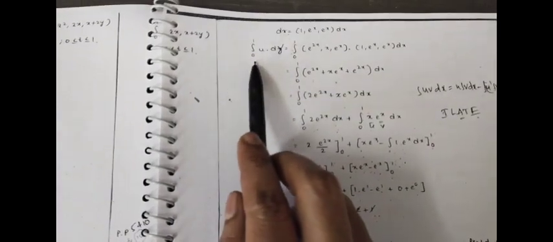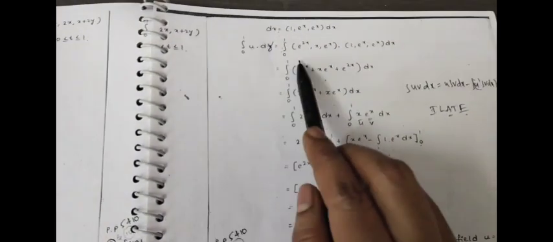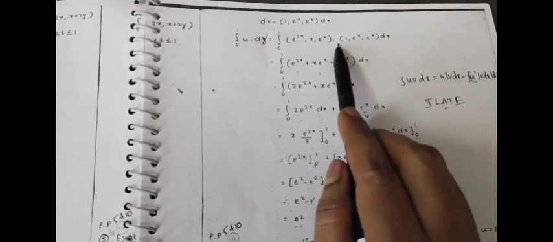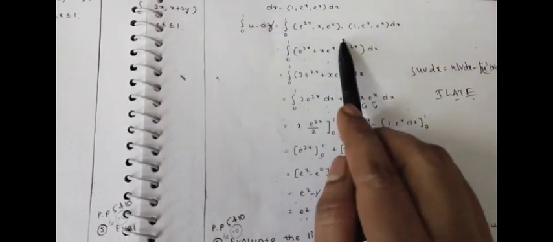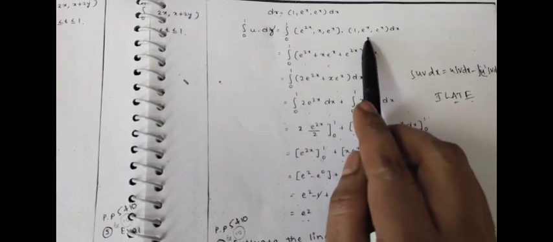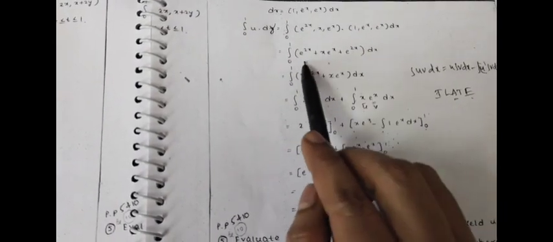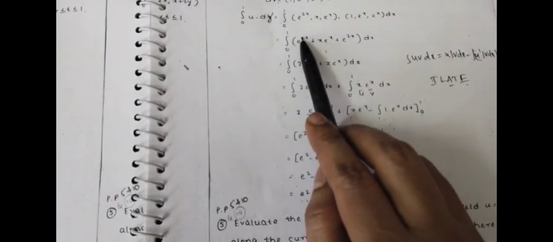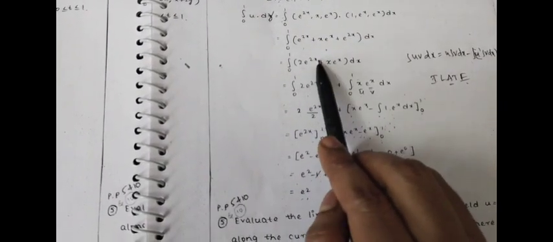Again, the integration of u dot dr is nothing but what? The u dot dr value you have to substitute and take the dot product. Dot product means obviously first into first plus second into second plus third into third. Then after solving this, e power x into 2x... e power 2x plus e power 2x is 2 e power 2x. Again take this integration as it is.